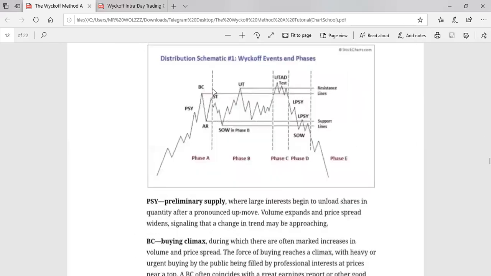So in the case of a redistribution process, we have preliminary supply, the buying climax, secondary test, automatic rally, sign of strength and sign of weakness in phase B. Then this is the UTAD test. Sometimes we don't have a UTAD test. It depends. It doesn't come the same way every time. Sometimes you have UTAD alone. Sometimes you don't have a UTAD test. After UTAD, the market goes down. You have your last point of supply. Then sign of weakness, the market goes down.